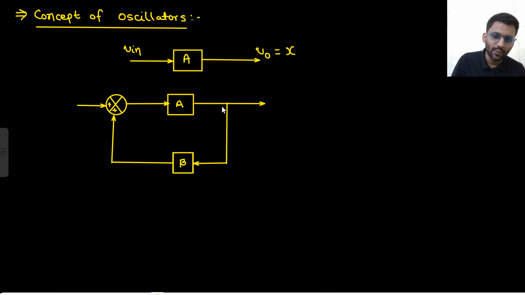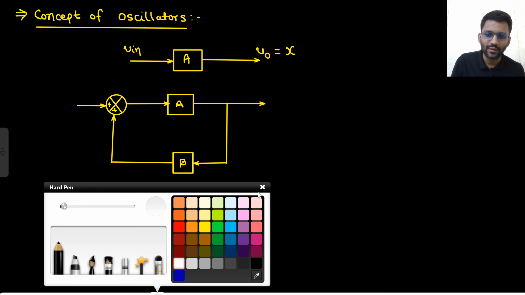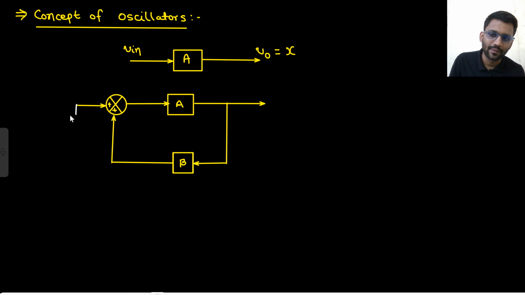You connect a feedback and nullify the input. This input is gone. So what is your current output? That is X. Now X will be multiplied by beta, giving beta X. Since these both are positive, this beta X will go here. And what is the next output you are getting? That is A beta X.